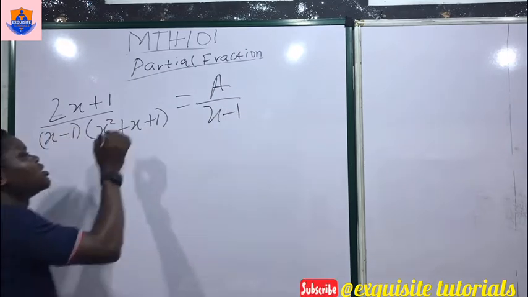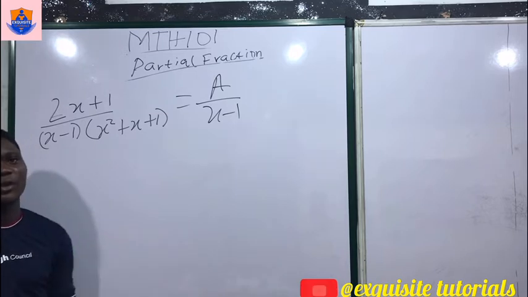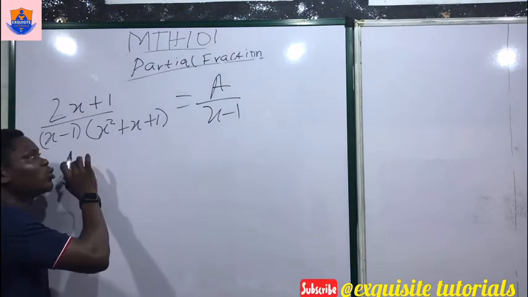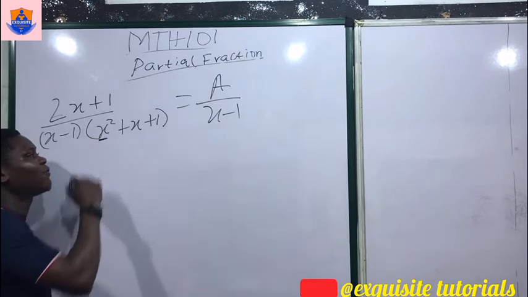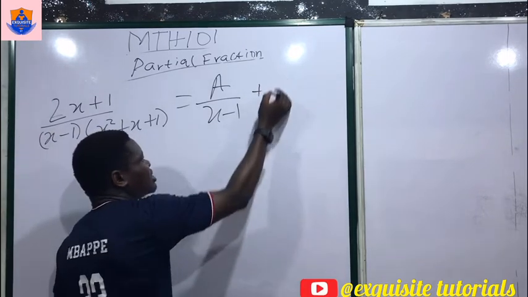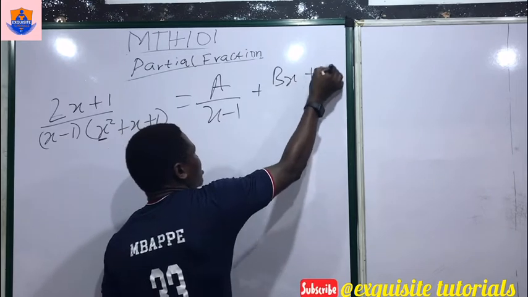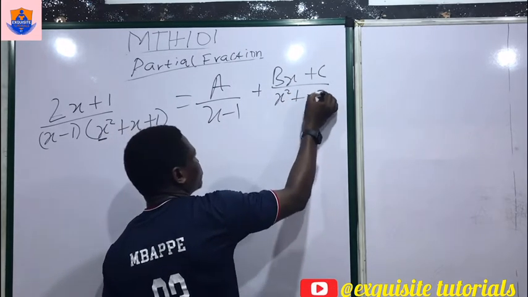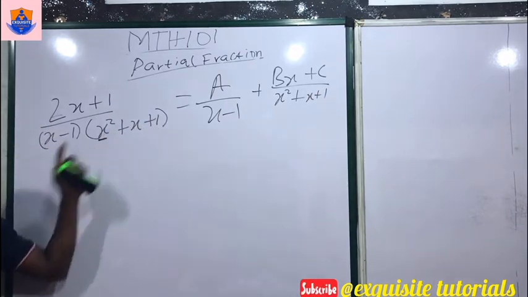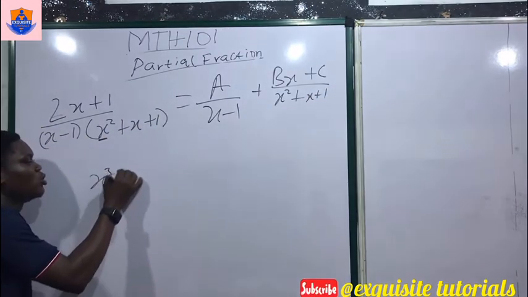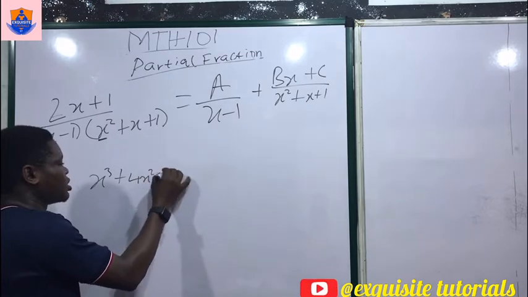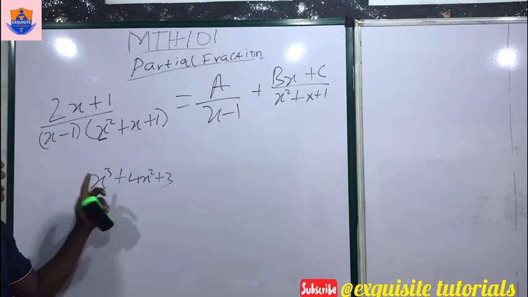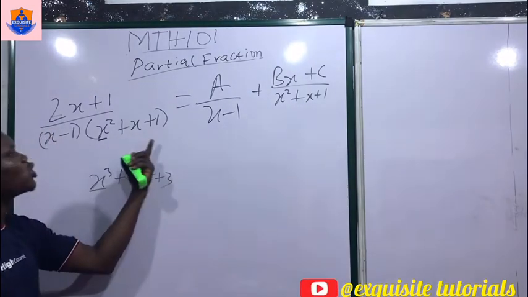But the problem is this factor that we can't factorize. What do you do? Check for the highest power of that factor. If the highest power of that factor is 2, what you write is bx plus c all over the factor. Now, in addition, suppose the highest power here was 3. Let's say you have x cubed plus 4x squared plus 3, and it's unfactorizable. It must not be factorizable.